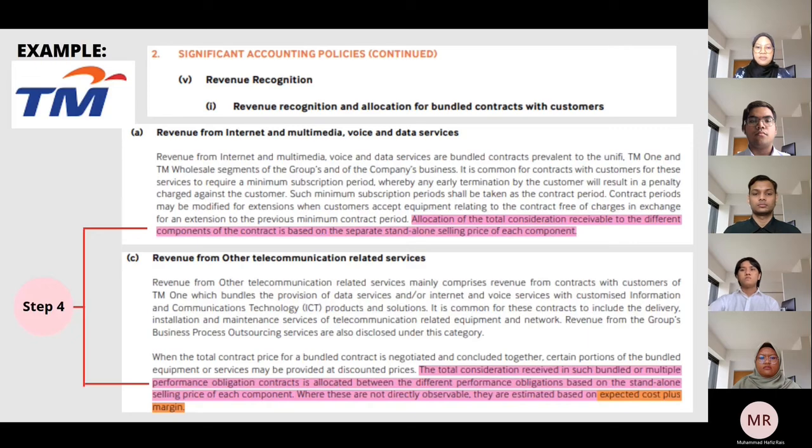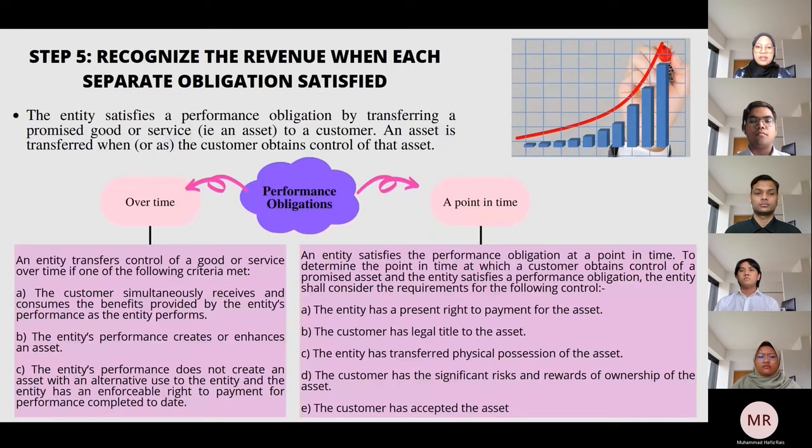Next, step 5. Recognize the revenue when each separate obligation is satisfied. The entity satisfies a performance obligation by transferring a promised good or service to a customer. An asset is transferred when the customer obtains control of the asset.